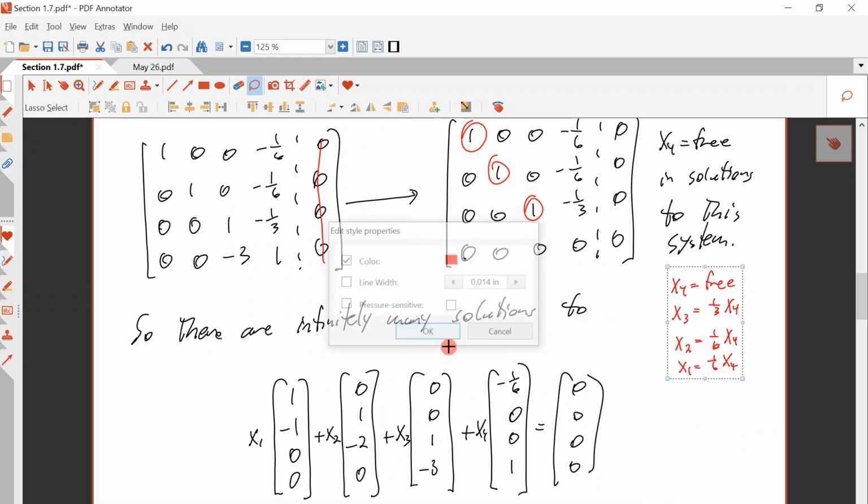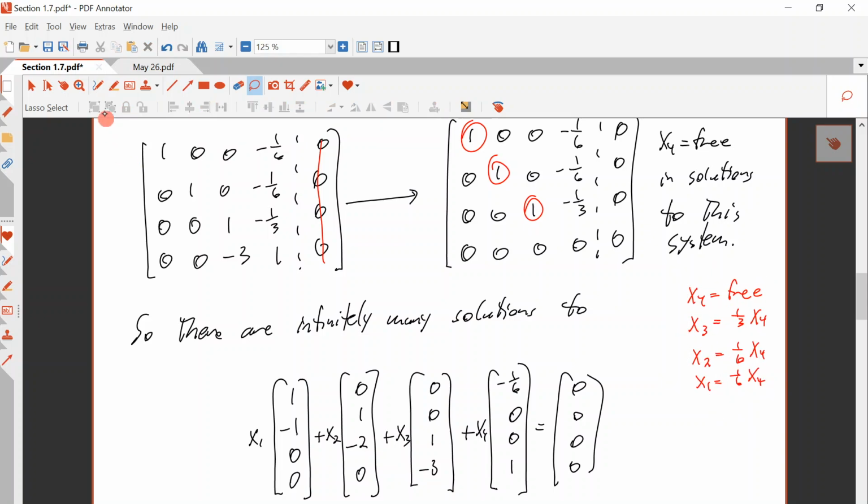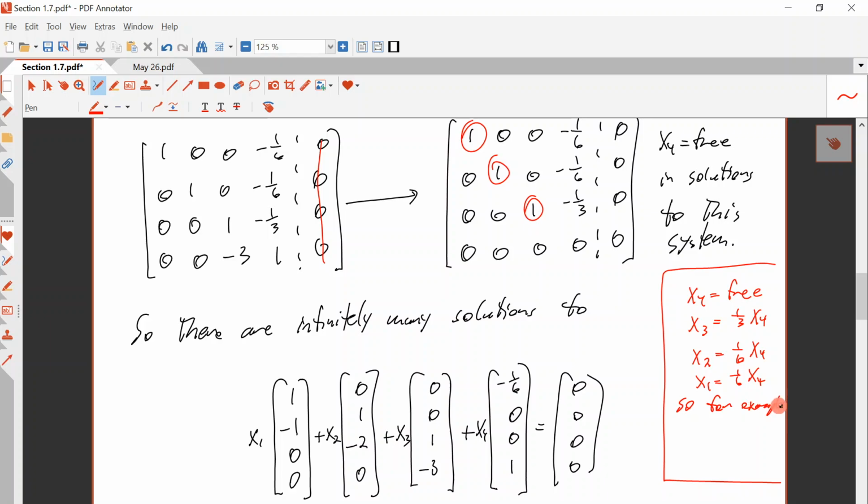So some particular solution to this homogeneous system would be, for example, x1, x2, x3, x4 equal to, and let's pick an example, we'll say x4 is equal to 6. So if x4 is equal to 6, then x1 and x2 are both 1, and x3 is 2, right? So 1, 1, 2, 6.